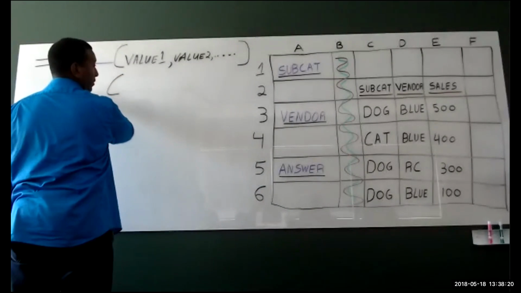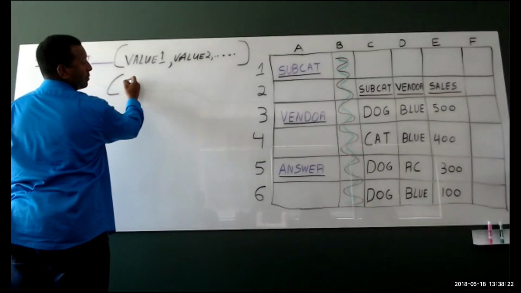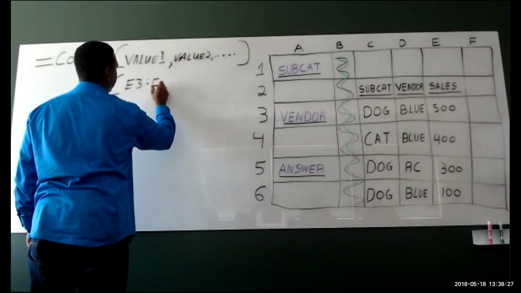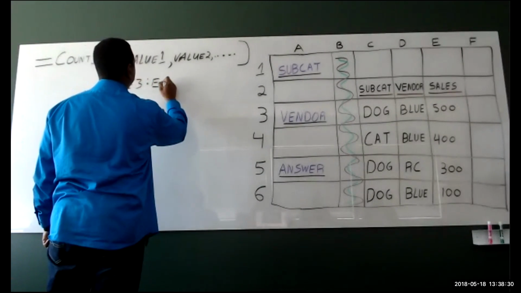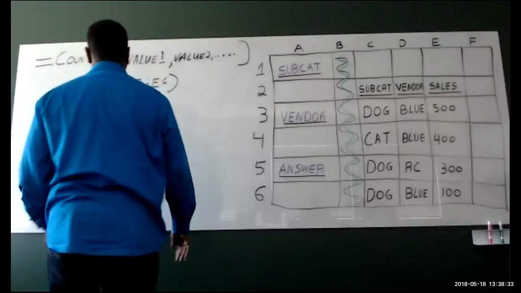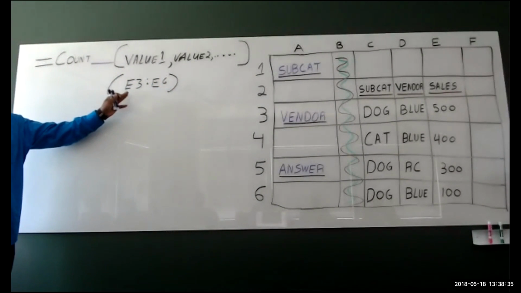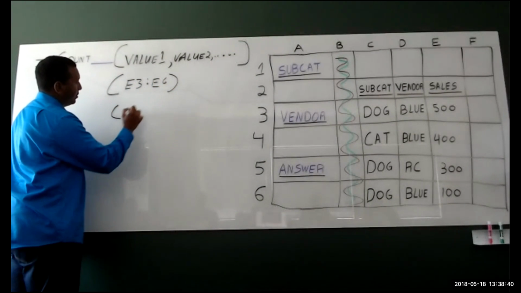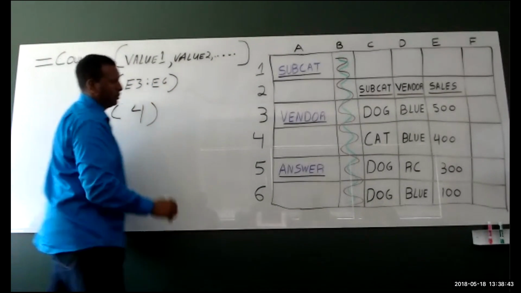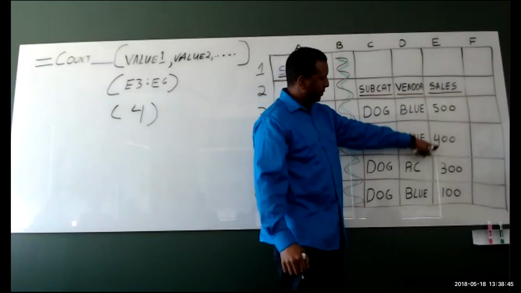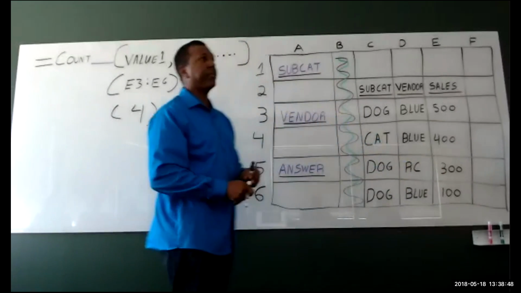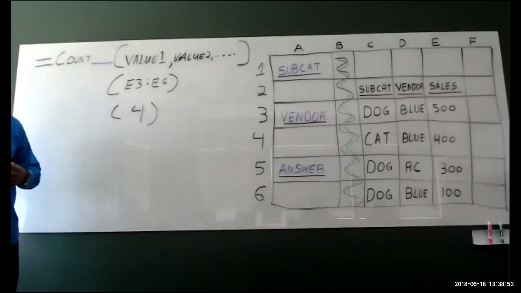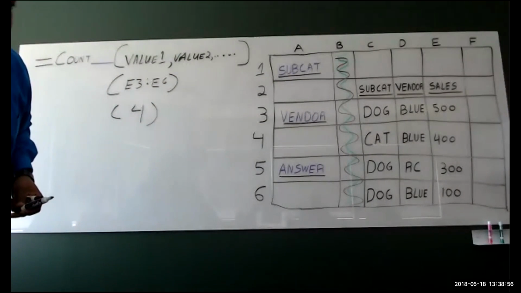It would be count E3 to E6. Count E3 to E6, and it would return the answer of 4. 1, 2, 3, 4. Pretty basic. And that's all a count formula does, and that's all it's designed to do. But now there are different variations that go off of the count formula that we're going to get into.